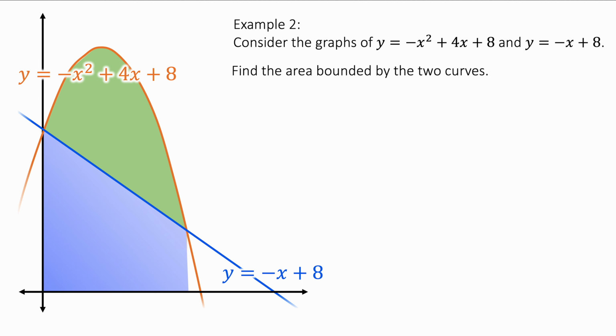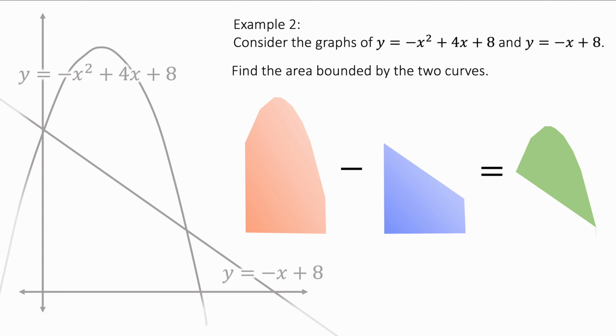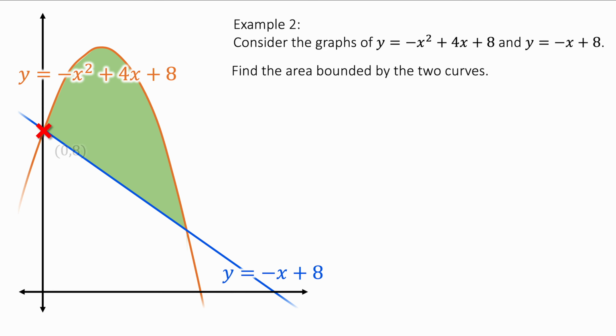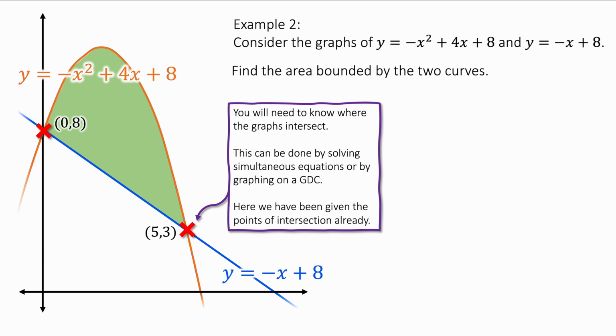To find that green area, we're going to have the orange area minus the blue area gives us the green area. The big area minus the small area gives you the area between the two curves. It's between 0 and 8 and 5 and 3. These are the coordinates where they cross over.